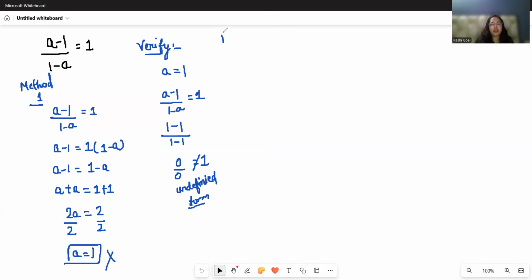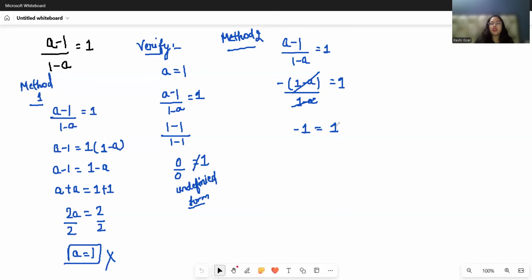So now let's check with another method. (a - 1)/(1 - a) = 1. From the numerator, I'll take the negative sign outside. So it becomes -(1 - a)/(1 - a) = 1. So we'll cancel out the numerator and denominator. So the numerator becomes -1 and it is equal to positive 1. So they can't be equal. Negative 1 can't be equal to positive 1. So it is also not possible.